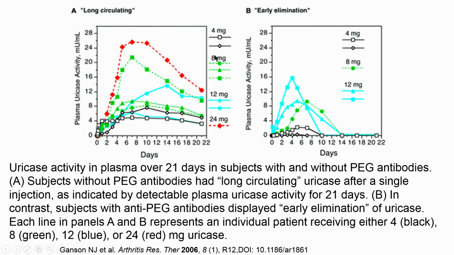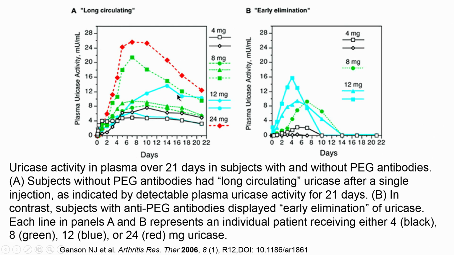So, here is just one example. You have different kinds of drugs that are conjugated to PEG. In this case this is a uricase which has an activity of over 21 days in subjects without the PEG antibody. But what happens is when the subjects are given the pegylated product, you get quite a lot of uricase activity which lasts quite long if they do not have these antibodies, but when they do have these antibodies, it gets cleared very rapidly. So, as you can see, let us compare the 12 milligram example.